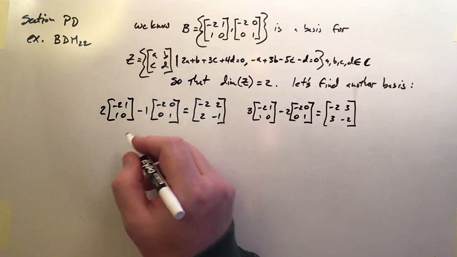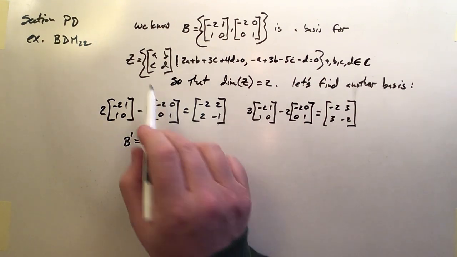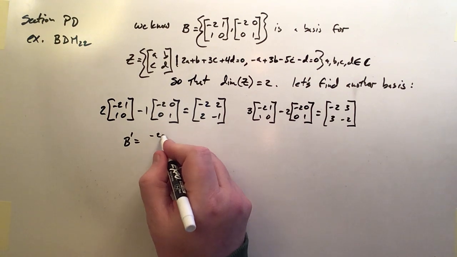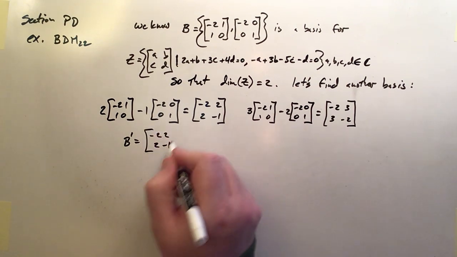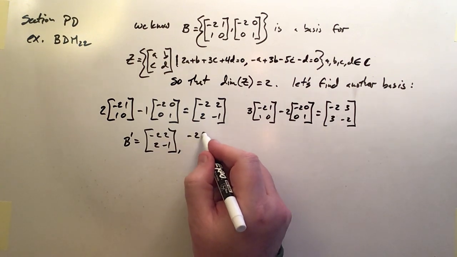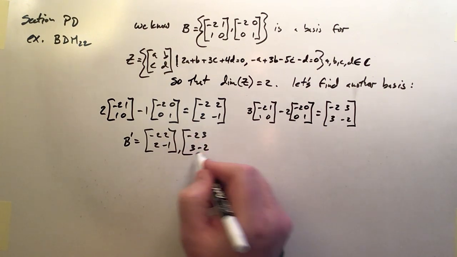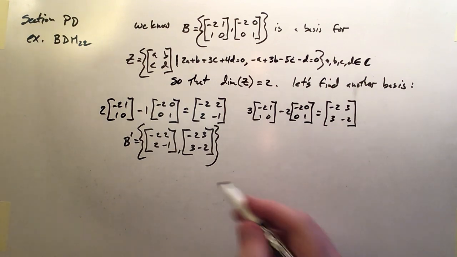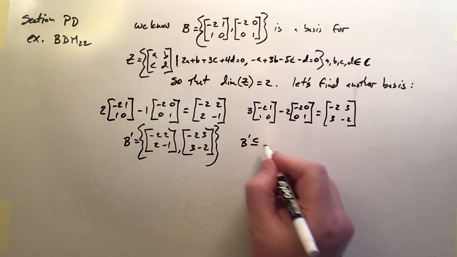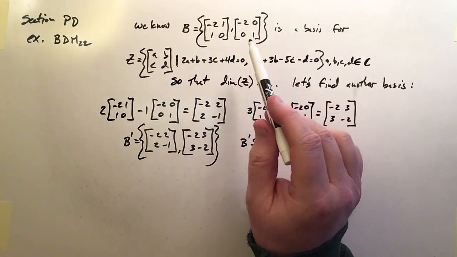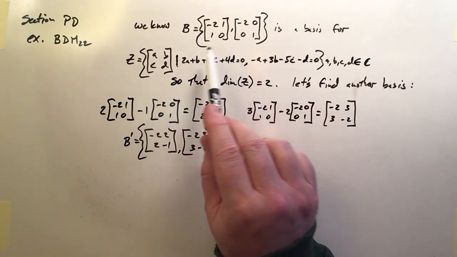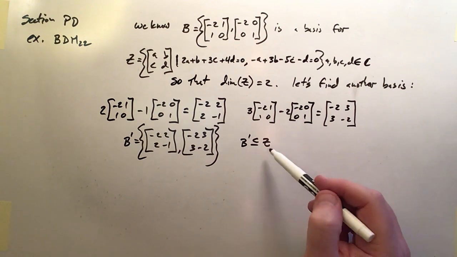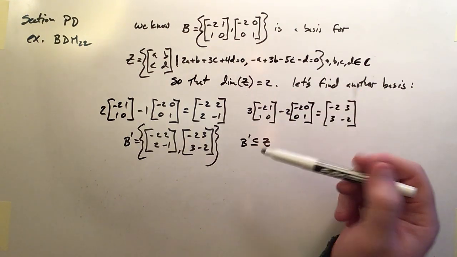Okay, so that means our new basis, B prime, which should also be a basis for the subset Z, is going to be negative 2, 2, 2, negative 1, followed by negative 2, 3, 3, negative 2. Now, how do I know that this is a basis? Well, we know it's a subset. That is, B prime is a subset of Z. And I know that because if B was the basis for Z, then any linear combination of B formed all of Z, and this is one of those. So B prime has to be a subset because we got it from the old basis. So it ticks that box.